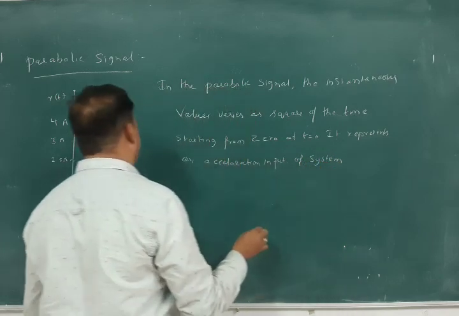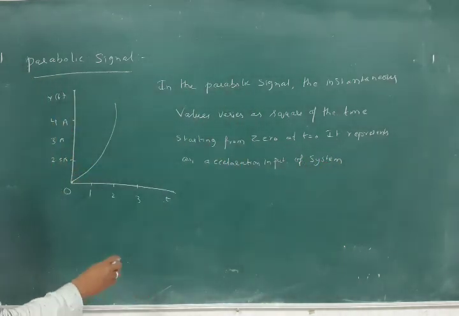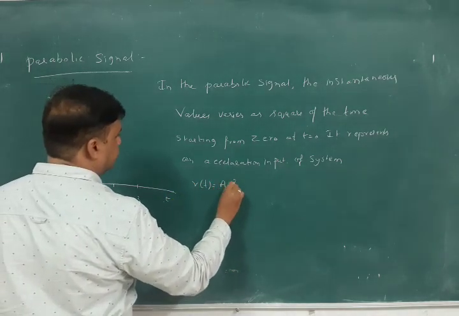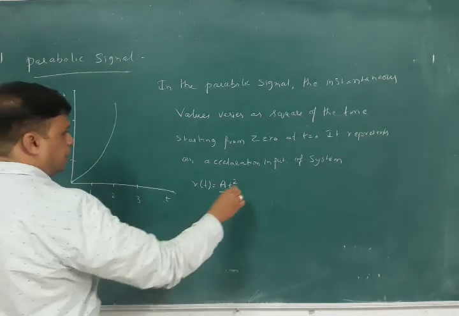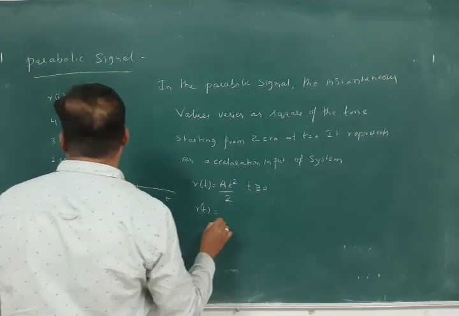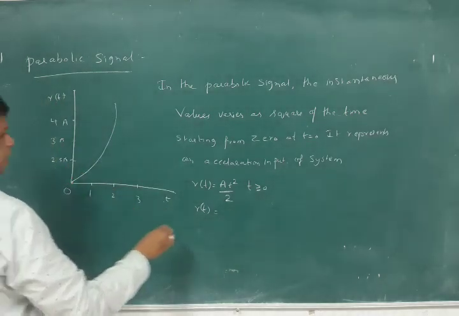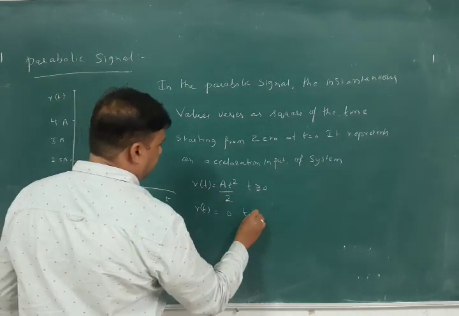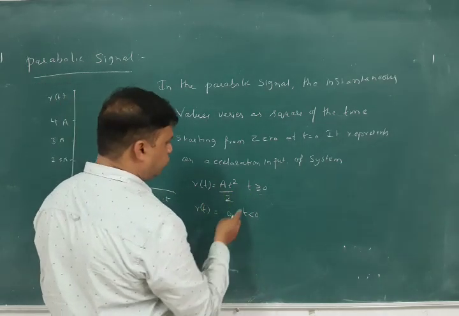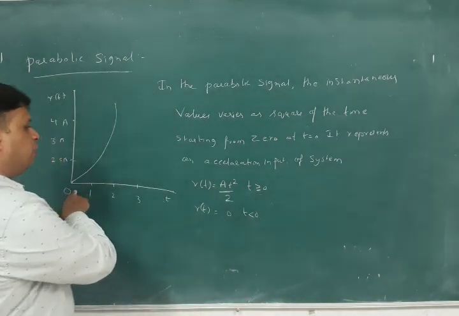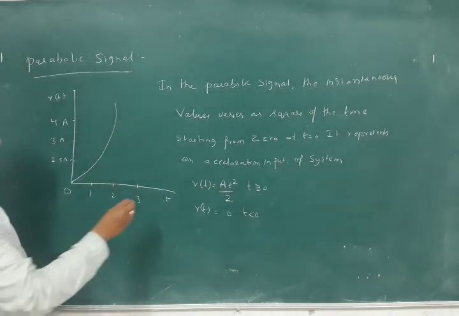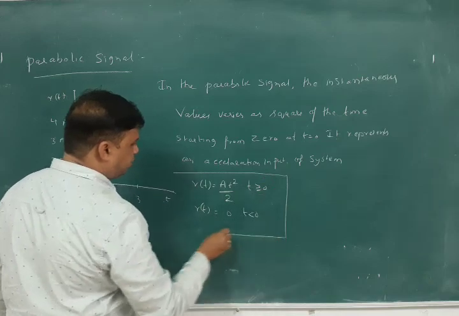So, also we can write the function for it: r of t is equal to a t square by 2 for t greater than or equal to 0, and r of t is equal to 0 for t less than 0. Whenever there is an increase in time, accordingly the function also varies, a t square by 2. If time is 0, then the signal will be here only. If the time increases, then only the signal also varies. So, this is the mathematical representation of this particular signal.